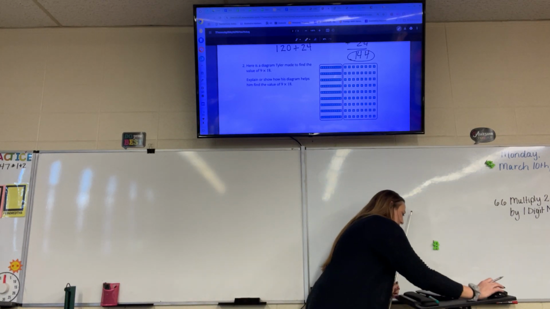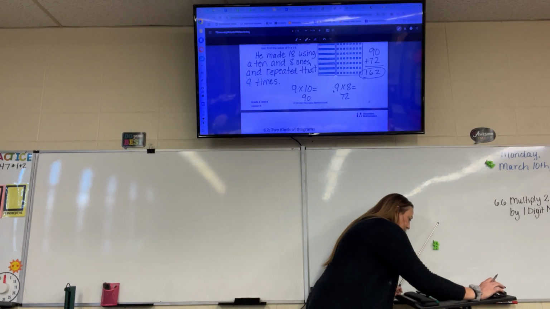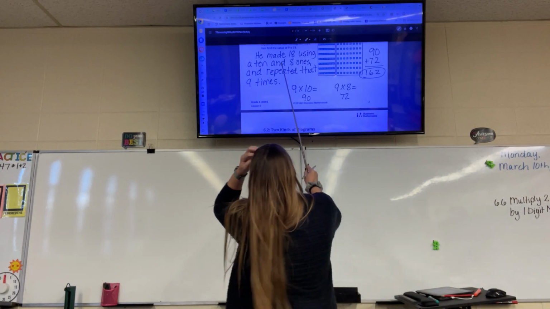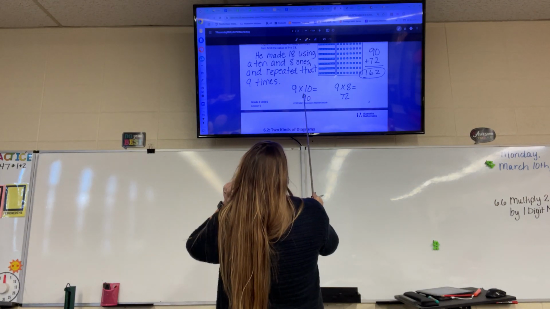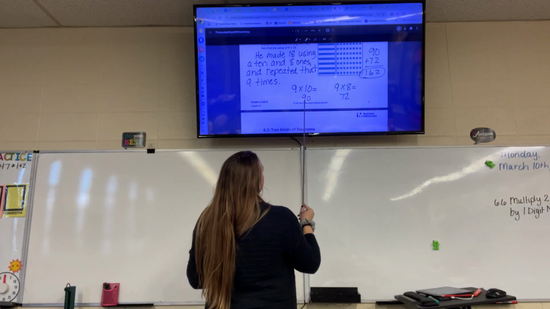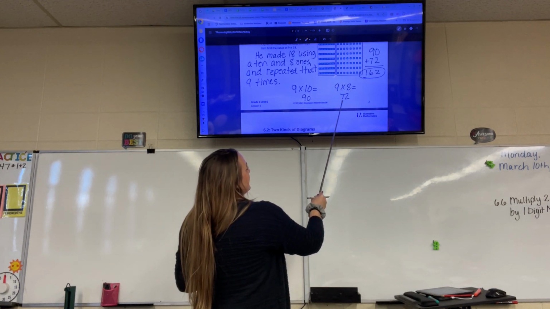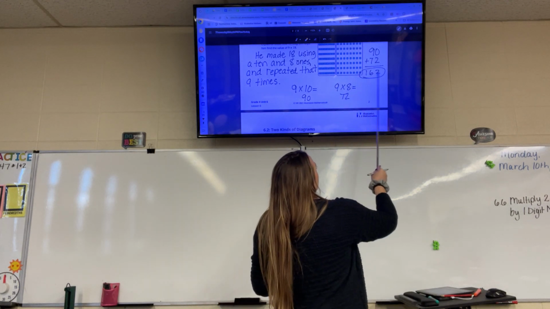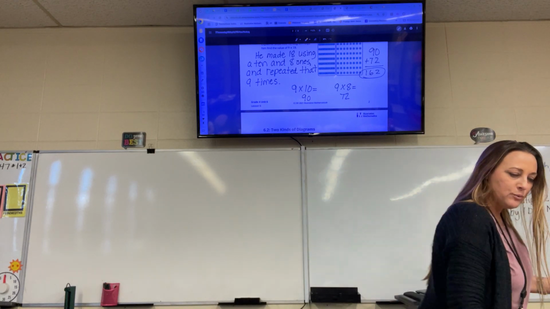Okay. Explain or show how his diagram helps him find the value of 9 times 18. He made 18 using a 10 and 8 ones and repeated that 9 times. And then he got 9 times 10 is 90. And then on the ones, 9 times 8 is 72. When you combine those, you get that. Write that down. We're at the bottom of page 123.